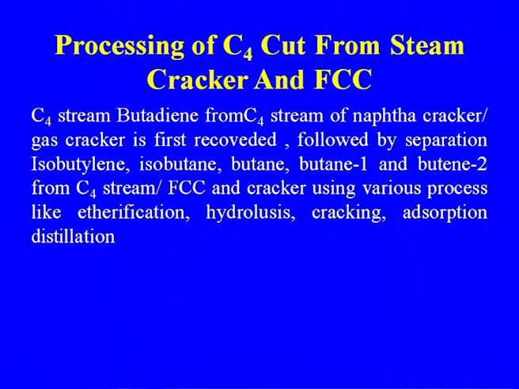So after the extraction of the butadiene, for the other stream which is left, the processing scheme is the same, whether it is from FCC or from the naphtha cracker. From the C4 stream of the naphtha cracker, the butadiene is first recovered. It is higher in the naphtha cracker, in the gas cracker it is less, followed by separation of the isobutene. In the first stage is the separation of the butadiene from the other C4s, meaning the isobutylene, isobutene, butane, butene 1, butene 2, from the C4 stream of FCC and cracker using various processes like etherification, hydrolysis, cracking, adsorption, hydroisomerization. All those processes we are using for the separation of the various streams.